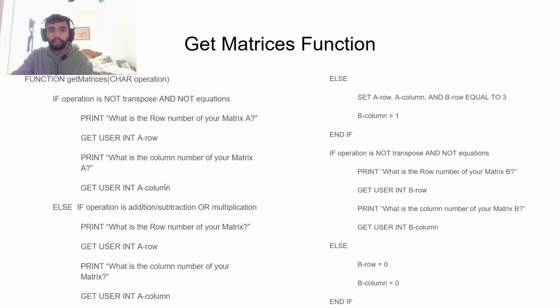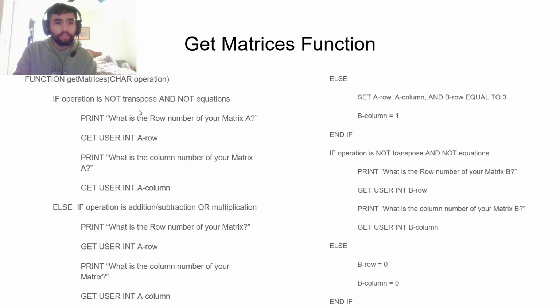So I try in this entire function to have the format be built for each case. So the very first thing that gets called is if the operation is not transpose and not equations, it'll print out this as if it's asking for a matrix A. In this one, where it's addition, wait, it's not if operation, I'll say if operation is addition, subtraction.